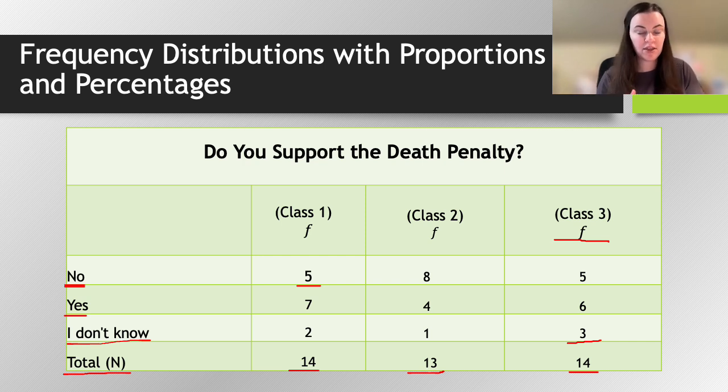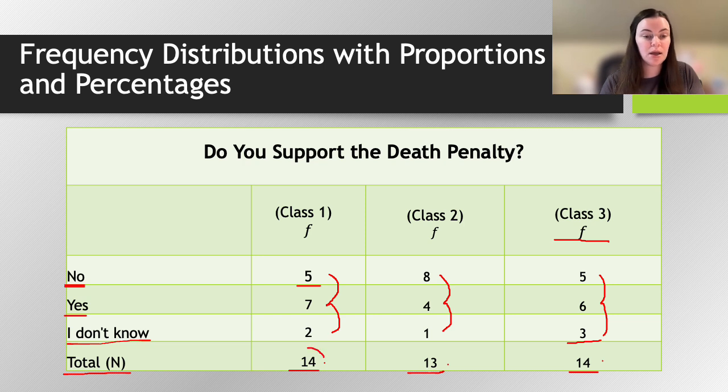A way for us to check our math on this as well is if I add 5 plus 7 plus 2, I get a grand total of 14. Similar to Class 2, if I add 8 plus 4 plus 1, I get a grand total of 13. And lastly, with Class 3, if I add 5 plus 6 plus 3, I get a grand total of 14. And so that's a way to ensure that our cell sizes, or these individual frequency values, end up calculating out to the sum total of how many students in this case actually responded to the survey.